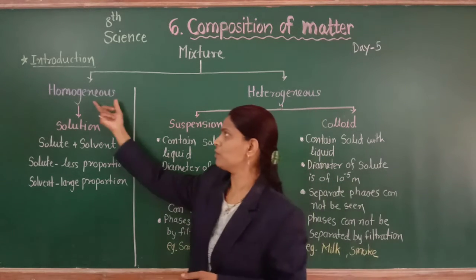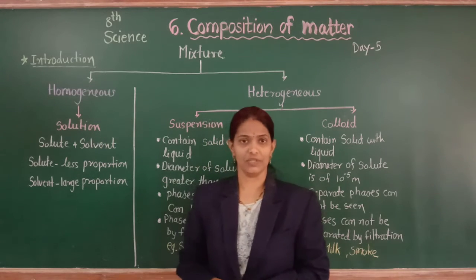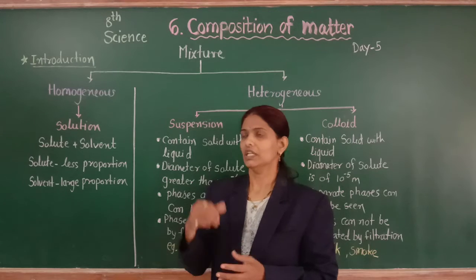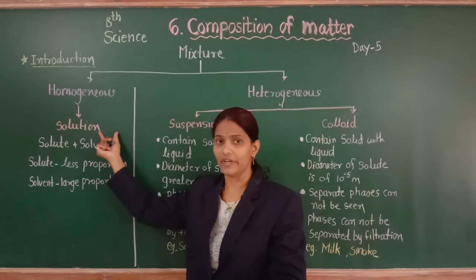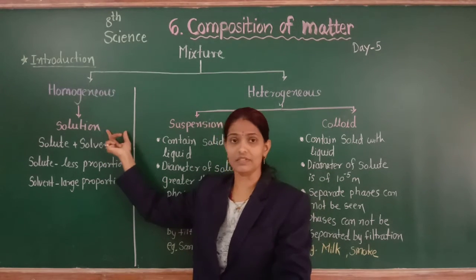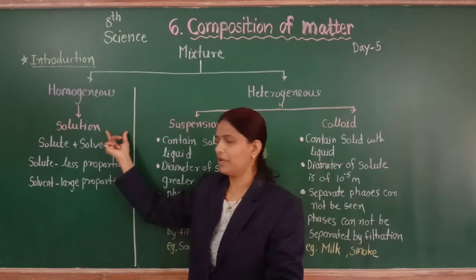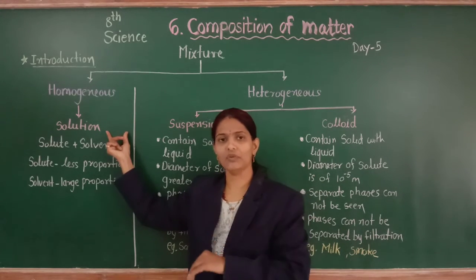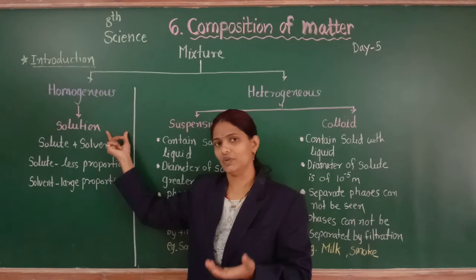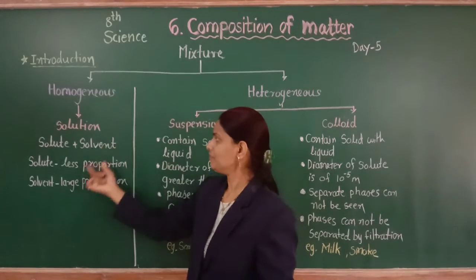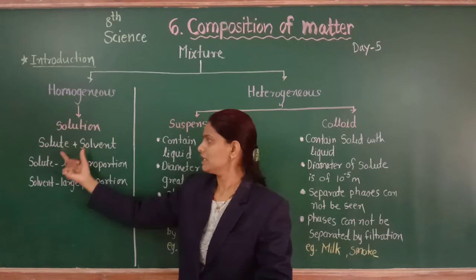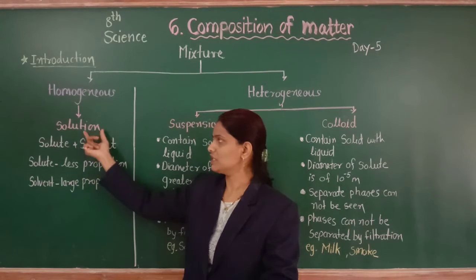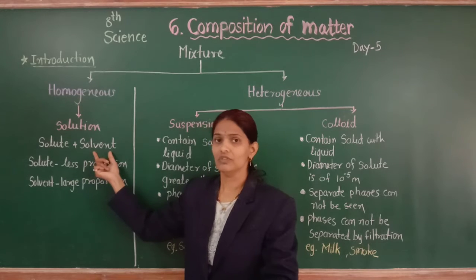The type of homogeneous mixture is solution. It has a uniform composition and only a single phase. For example, salt solution. Here salt is dissolved in water and that solution is called salt solution. Here solution is equal to solute plus solvent. It means a solution is made up of solute and solvent.